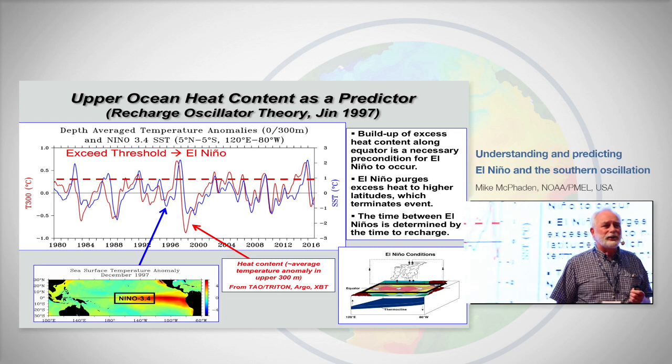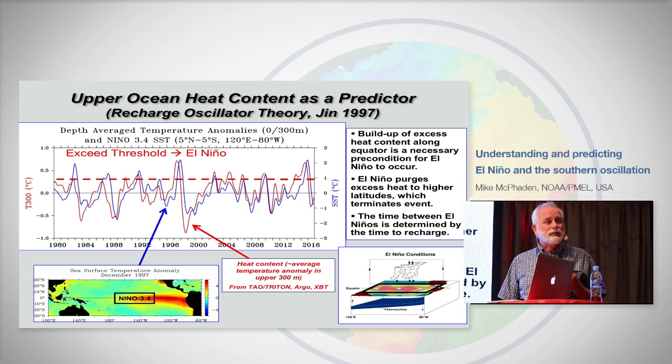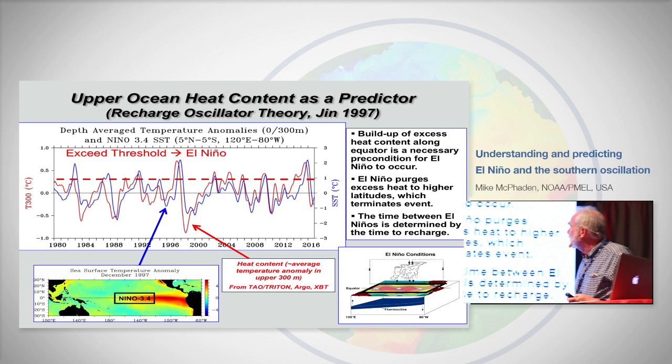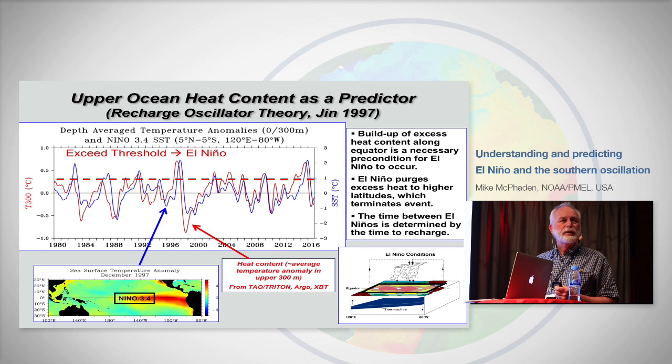The other important element here is the westerly wind bursts. Heat content is sort of like the fuel, but you need to ignite it. You need a match, and the match is the westerly wind bursts. The other important element of this theory, which you can see very nicely, and this is the negative feedback that I referred to earlier, is that El Niño, once it's underway, purges excess heat to higher latitudes, which terminates the event and maybe sets the stage for La Niña.